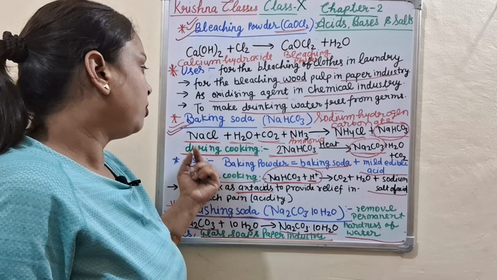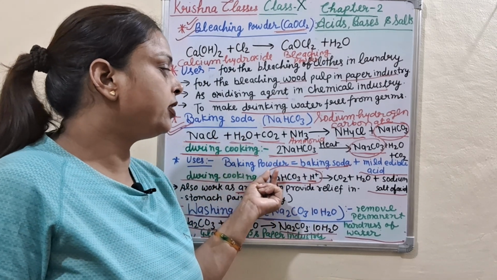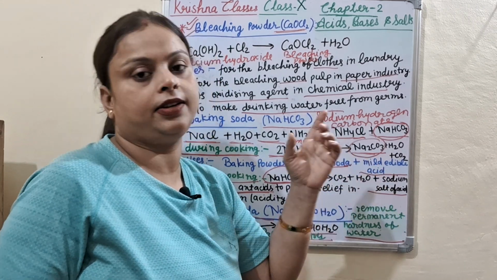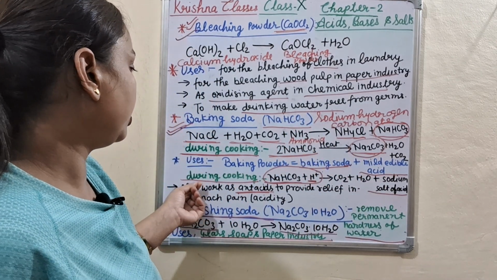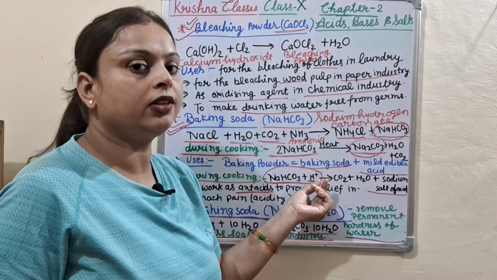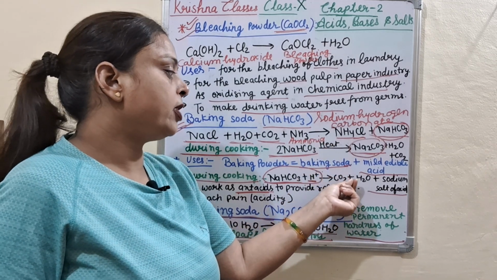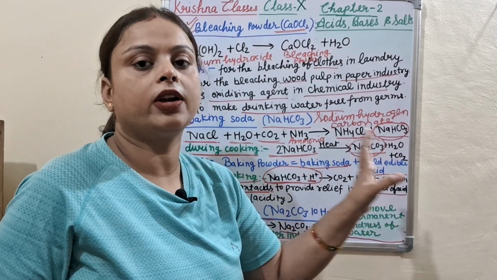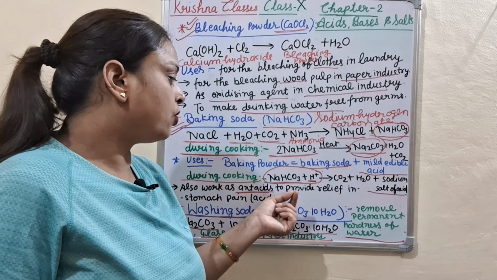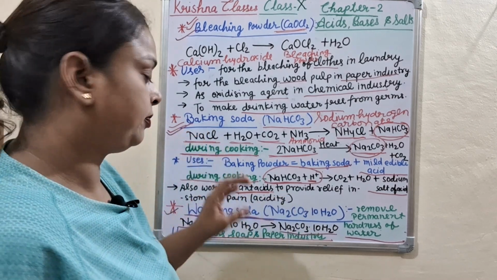Uses. With the help of baking soda, we make baking powder. Baking powder is the mixture of baking soda plus mild edible acid. During the cooking process, sodium hydrogen carbonate plus H plus, which has come from the acid, gives out carbon dioxide, water plus sodium salt of the acid. It also works as an antacid to provide relief in stomach pain like acidity.